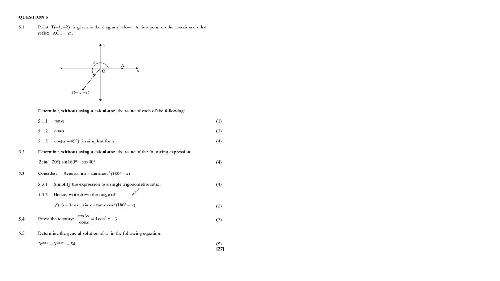Now 5.5 says determine the general solution of x in the following equation. We have 3 to the exponent of 2 tan x minus 3 to the exponent of tan x plus 1. And then at this point, let's just bring the 54 over to this side, because I can see that now this will kind of give us a quadratic format kind of equation.